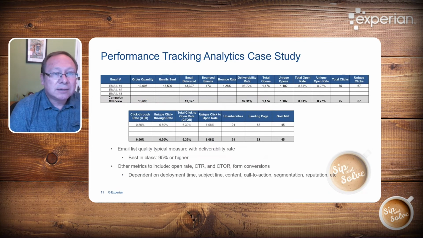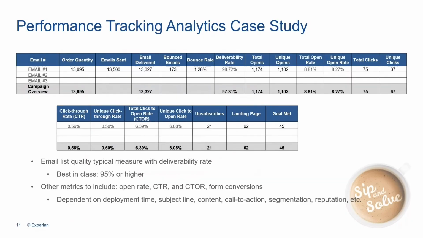Now let's take a look at some of the performance tracking in much more detail. A typical email campaign metrics report includes the following. You're first starting out with how many emails were actually ordered. This could be from an existing customer list, or it could be from an email prospect list. In this case, we're starting with 13,695 emails total.